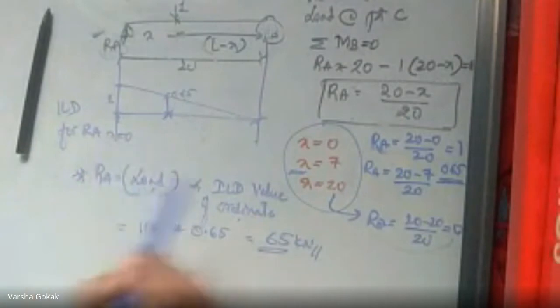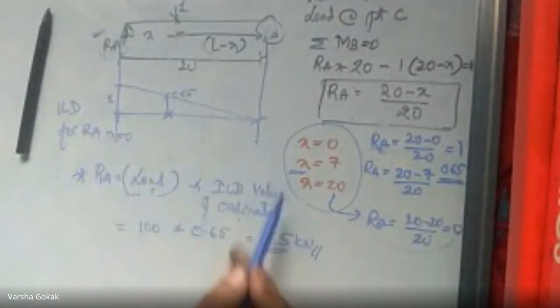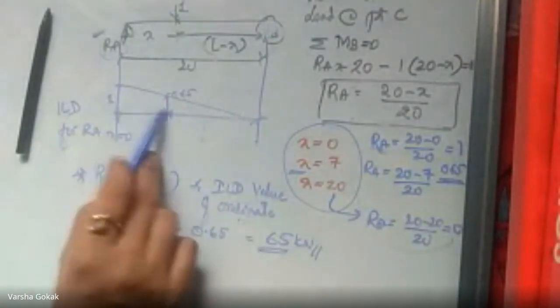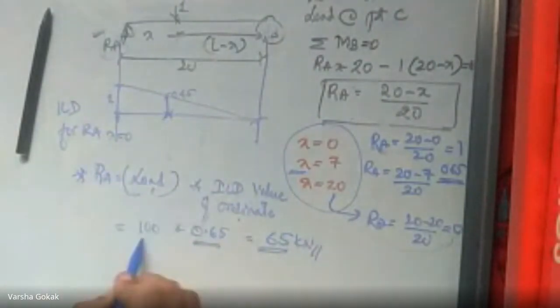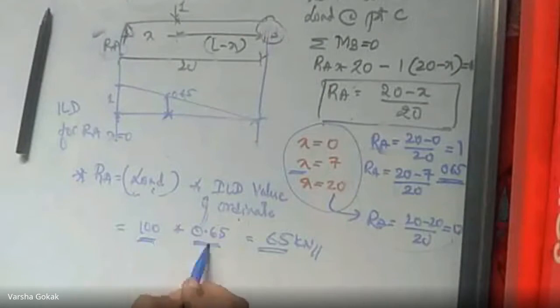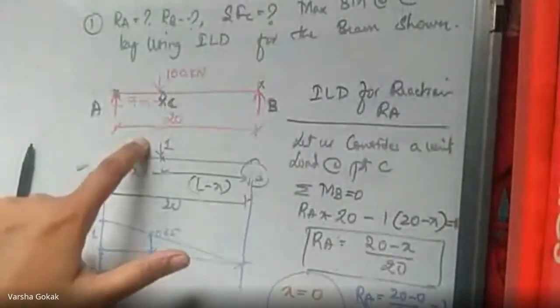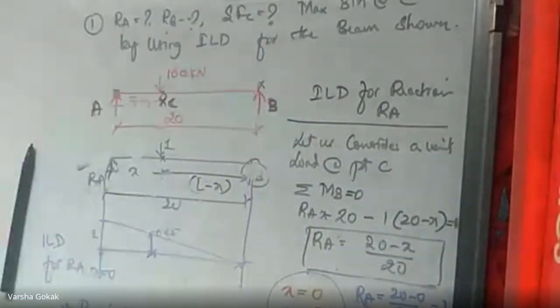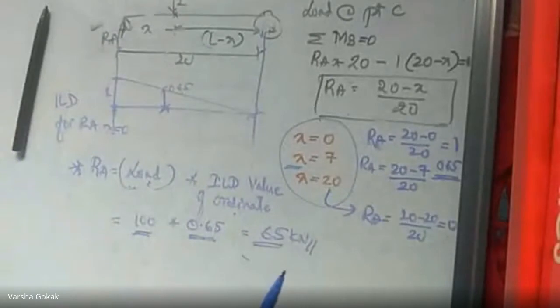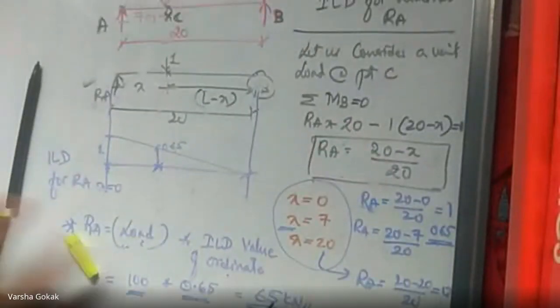That load into the ILD's ordinate value, what you have got over here. So from here, we have found that the ILD ordinate is 0.65, external load is 100. So 100 into 0.65 is 65 kilonewton. If you check by your regular procedure of summation Fx, summation Fy and moment, you will get RA value as 65 only. Okay, so this is about ILD for RA.